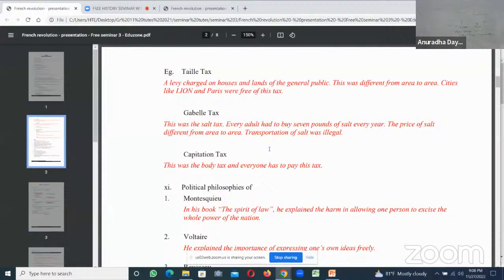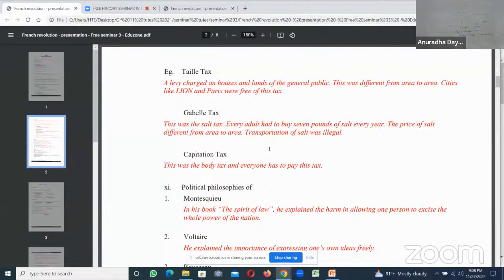Voltaire, he explained the importance of expressing one's own ideas freely. Every person, even a poor person, should get the freedom of expressing his own ideas. So that's the idea of Voltaire. Their voice cannot be shut down.